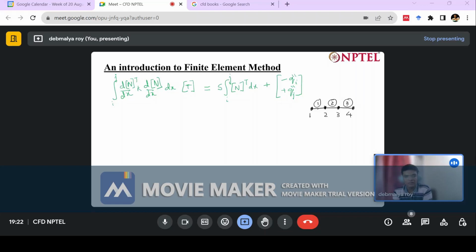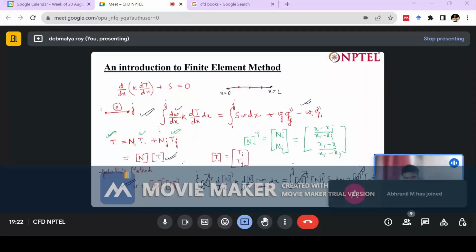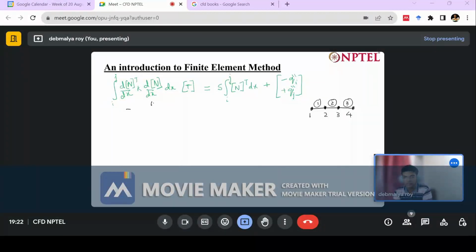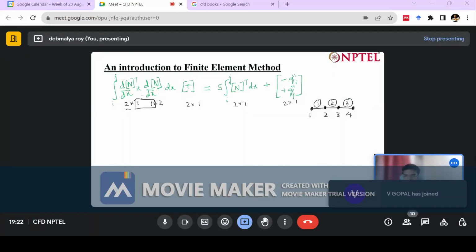So let's say for this first element, we have found out this matrix. So this is a matrix, right? This n we had defined as 1 cross 2. So n transpose is nothing but 2 cross 1. So multiplication of this, you see, will give you a 2 cross 2 matrix. T is nothing but 2 cross 1. Again, n transpose is nothing but 2 cross 1, and you can see this matrix is 2 cross 1. So this is a matrix equation of 2 cross 1, and you will have a square matrix here.